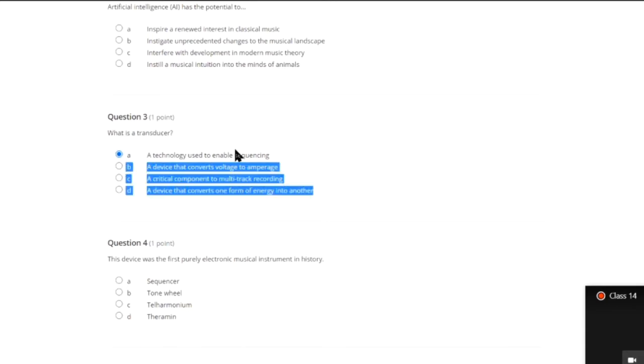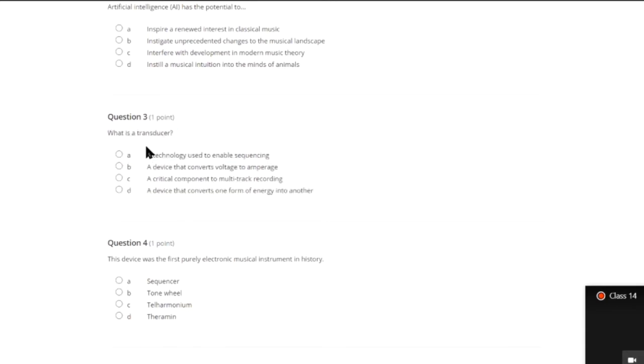Much of that first lecture was devoted to a discussion of the device called a transducer. So what is a transducer? Is it a technology used to enable sequencing? Is it a device that converts voltage to amperage? Is it a critical component to multi-track recording? Or is it a device that converts one form of energy into another? It's a device that converts one form of energy into another. So a microphone, like what I'm doing now, speaking into a microphone, is converting sound wave energy into electricity. So it has converted that from one form to another. Another common transducer is a loudspeaker, or just a speaker, your headphones, say. That's converting electric energy back into sound wave energy.